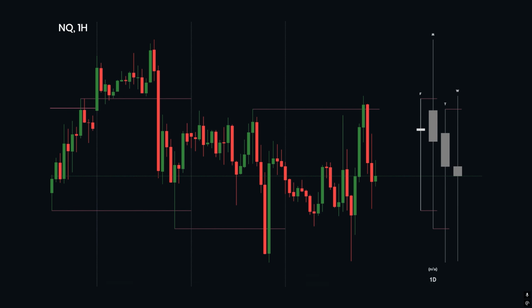Now, here's what no CISD looks like. The daily C2 looks clean, but when you drop down to the 1-hour, price just churns sideways. No candle closes over the series of opposing candles, no protected low forms, there's no shift in delivery. Traders who entered on the daily close alone get stopped in the chop because the model never confirmed.